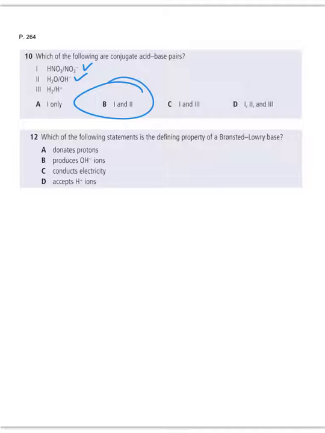And 12, which of the following statements is the defining property of a Bronsted-Lowry base? Bases are proton acceptors. So donates protons? No, not true. Produces OH ions? Sometimes, but not always. That's only according to the Arrhenius definition. Conducts electricity? That's true, but so do acids, so it's not the defining property. Accepts H plus ions, that's the defining property of a Bronsted-Lowry base. So even though B and C are true, they're not the defining property and what sets it apart from other definitions like the Lewis model or the Arrhenius model.